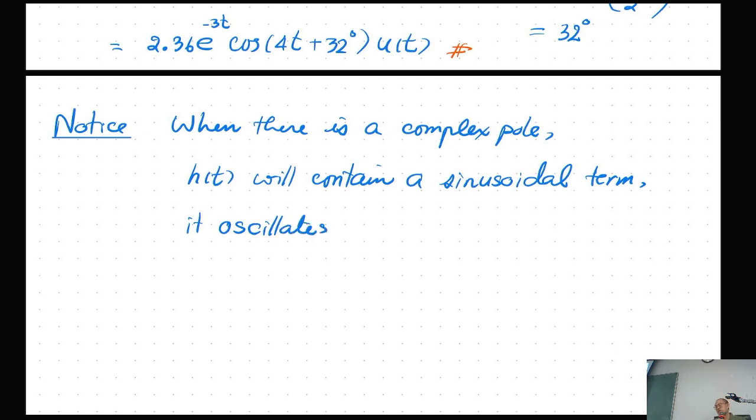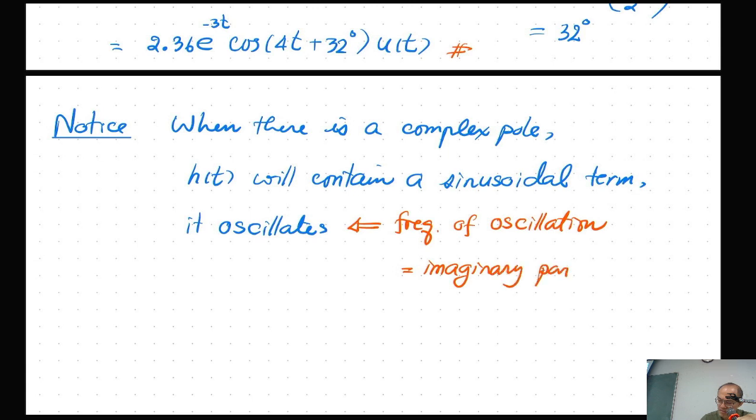Now, what is the frequency of the oscillation? The frequency of the oscillation would be the imaginary part of the pole, of the complex pole. The unit is radians per second.